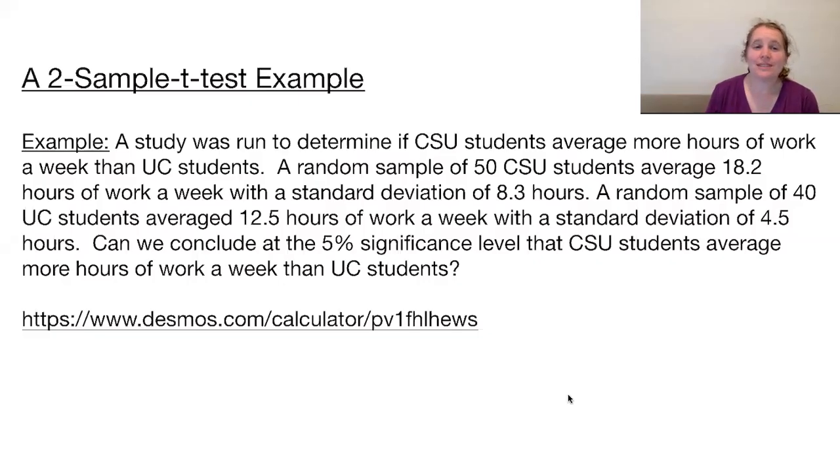Welcome to a 2-sample t-test example. So in this example, a study was run to determine if CSU students average more hours of work a week than UC students. A random sample of 50 CSU students averaged 18.2 hours of work a week with a standard deviation of 8.3 hours. A random sample of 40 UC students averaged 12.5 hours of work a week with a standard deviation of 4.5 hours. Can we conclude at the 5% significance level that CSU students average more hours of work a week than UC students?